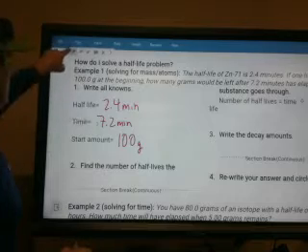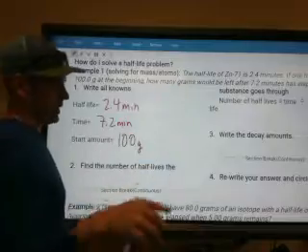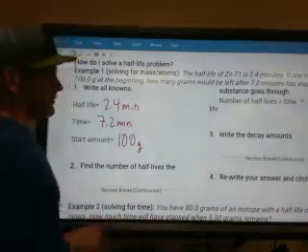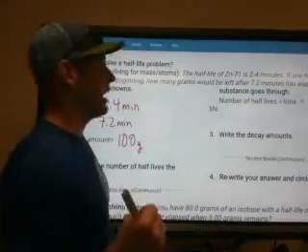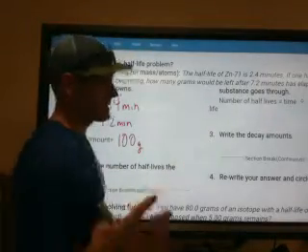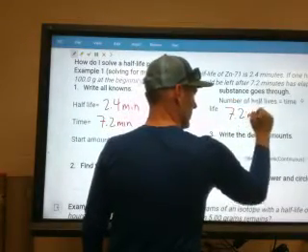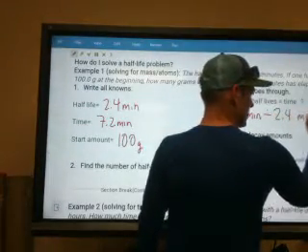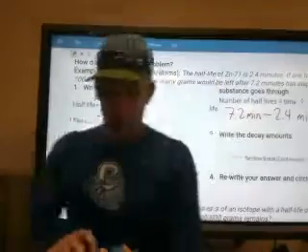So the first thing that we want to do is find the number of half-lives that this substance goes through. We're going to take time divided by half-life time. So we're going to say 7.2 minutes divided by 2.4 minutes, and that should be a small whole number.